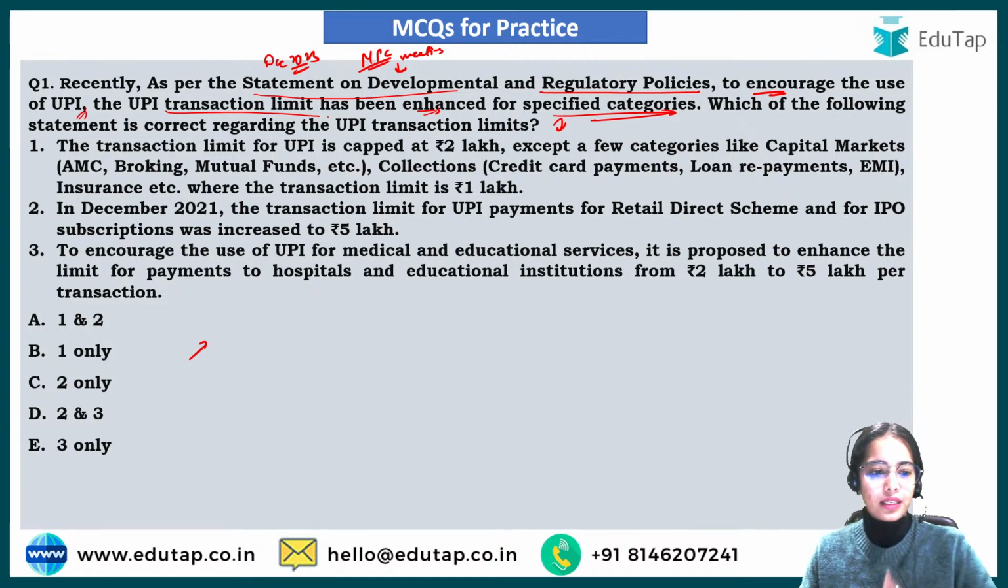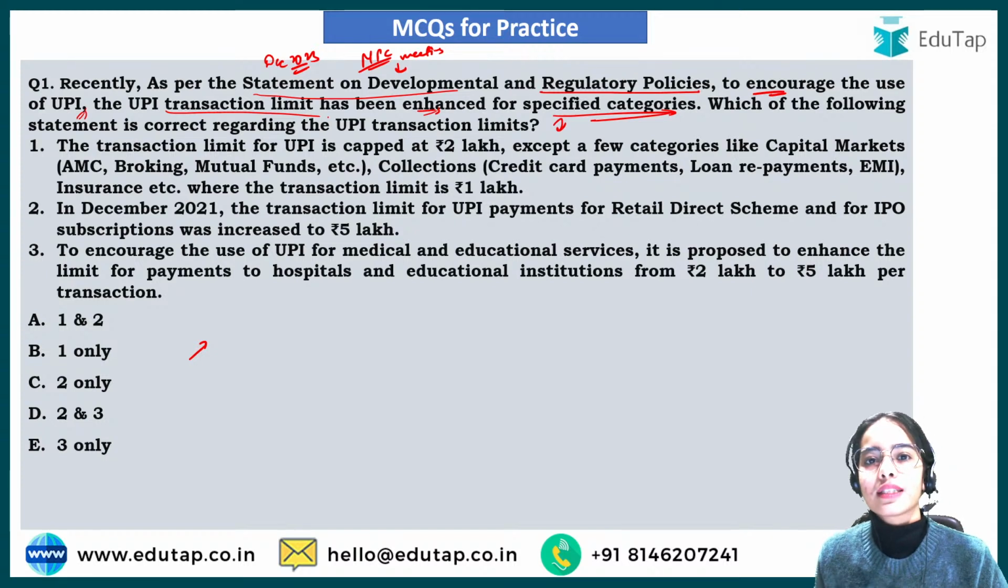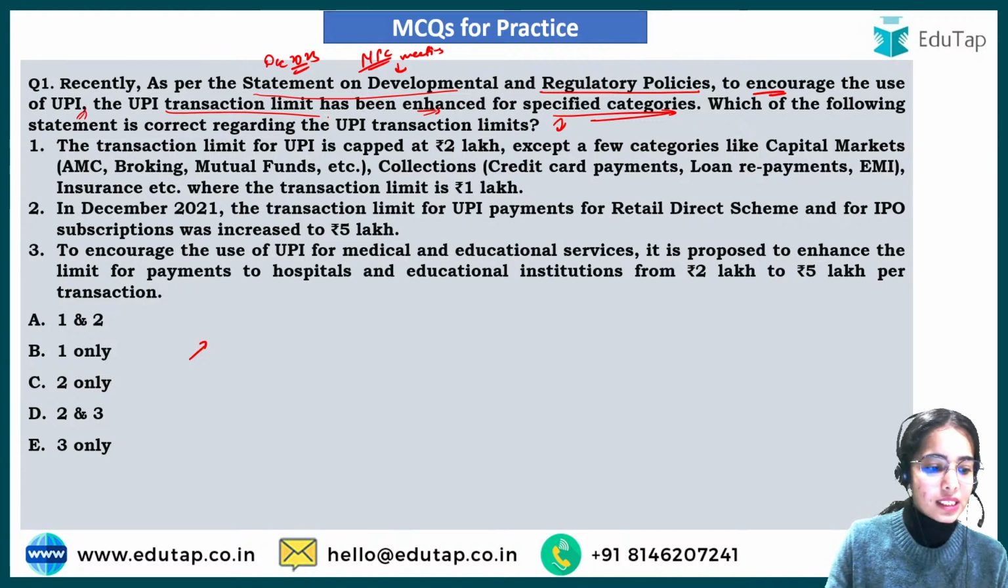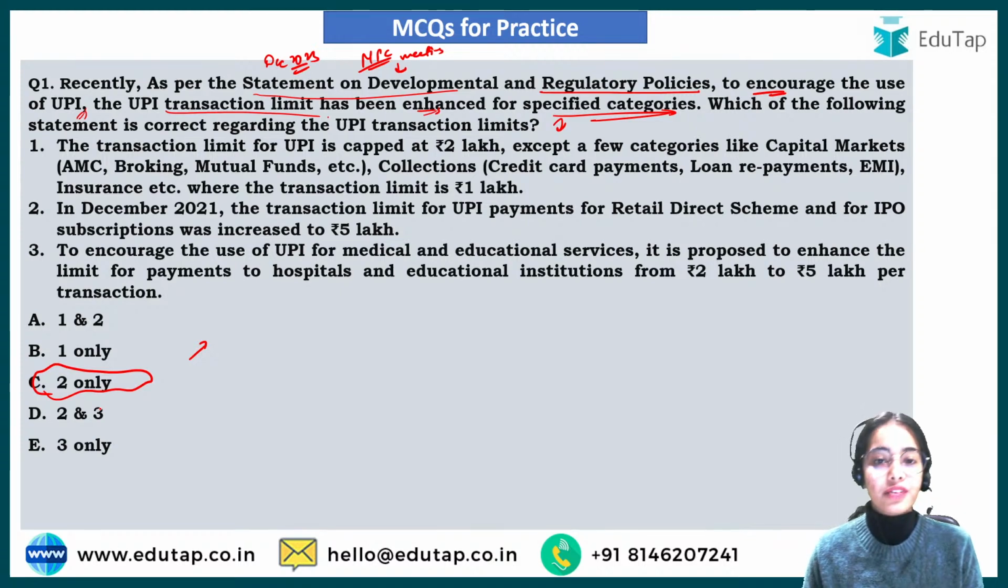Sorish is saying C. Anyone else? Only Sorish knows the answer. Anyone else? Bhavna is also saying C. That means C is the right answer, and that is absolutely correct. Both Bhavna and Sorish have given the right answer.